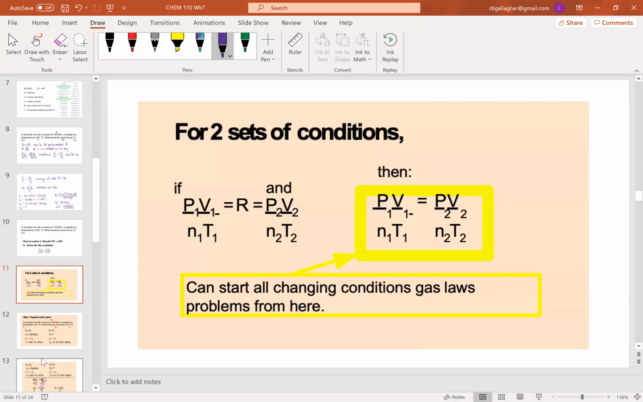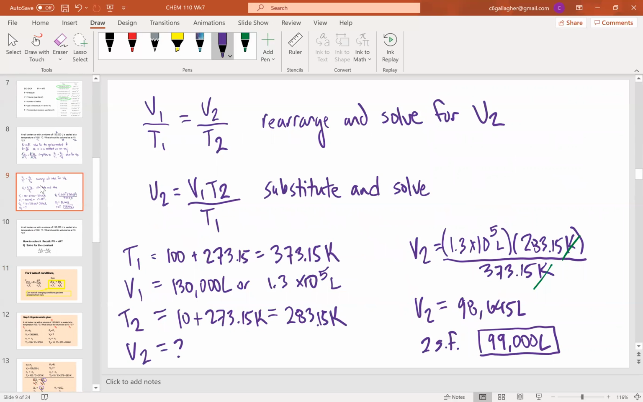Once we've rearranged and solved for V2, then we're just going to substitute. So in this case, we're substituting in our V1 and T1 as well as our T2. And again, we want to make sure that our temperature is in Kelvin. When we do that, our kelvins cancel. And so we're left with liters, which is good because that's the unit that we're looking for.